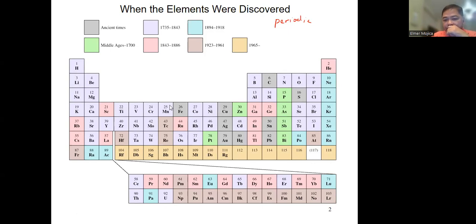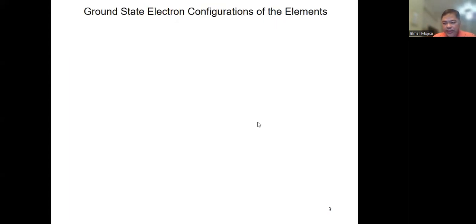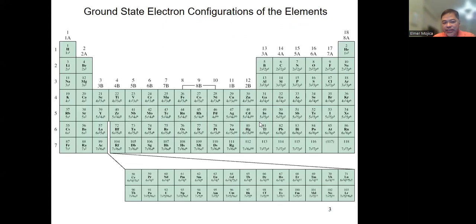So the periodic table that we have at present looks like this, and as you could see, some of the elements have been known since ancient times. And more elements were discovered as time goes by, and most of the synthetic ones were just available from 1965 to the present. If you look at the periodic table, it follows basically the electron configuration that we discussed last time.